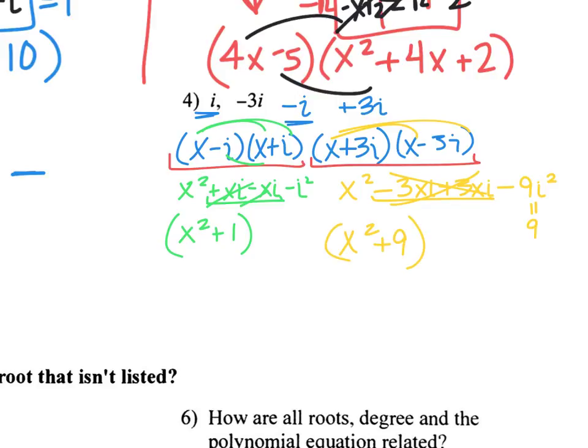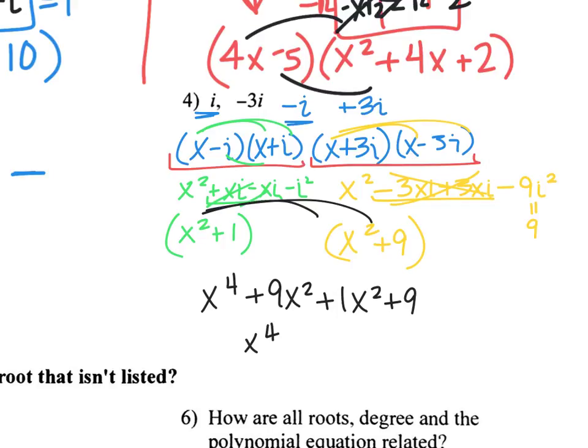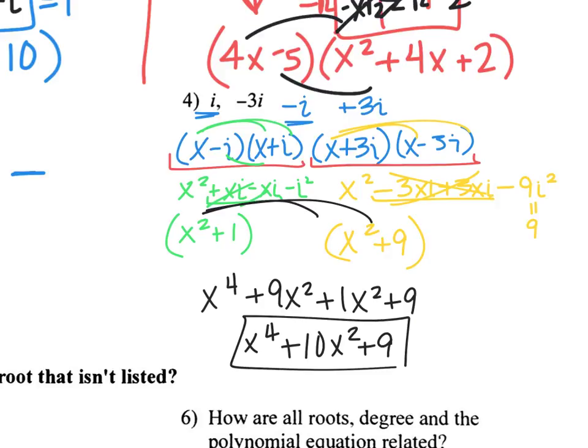All right, and now we're down to somewhere that we can distribute again. So you're just going to distribute again, and that's where you're going to get x to the 4th plus 9x squared plus 1x squared plus 9, which is where you get the final answer, x to the 4th plus 10x squared plus 9. All right, so you should be good on that section. You just need to make sure you work carefully and slowly.